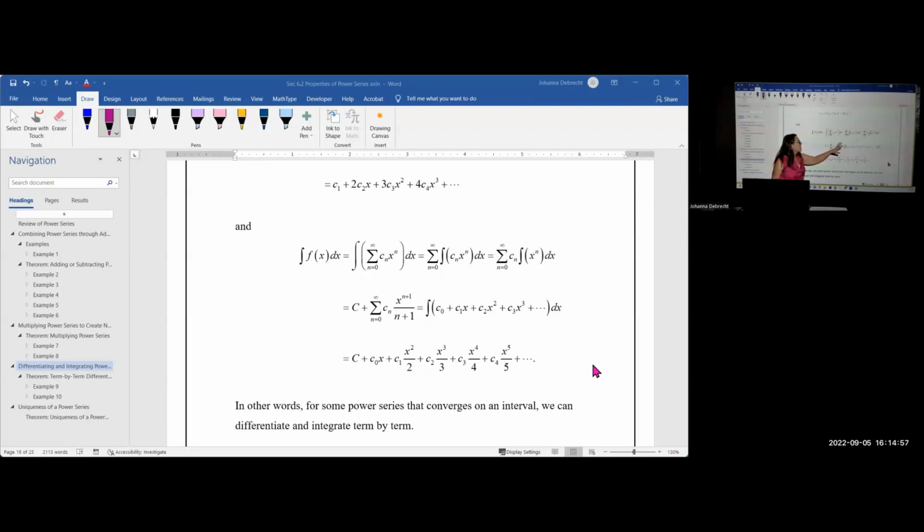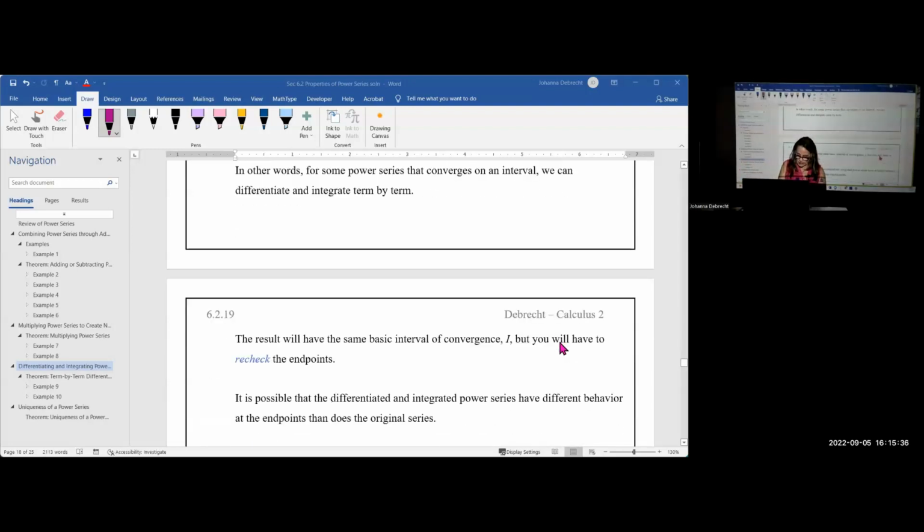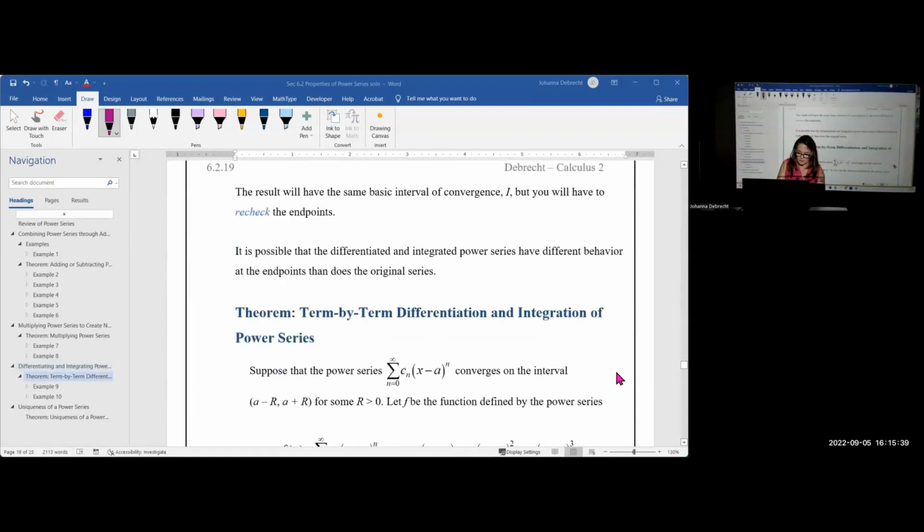Now, if we were again to represent the original power series with its different terms, and we were to integrate term by term, we would get c sub 0 x plus c sub 1 x squared over 2 plus c sub 2 x cubed over 3, and so on, plus a constant of integration because this is an indefinite integral. So what we're saying is that for power series that converge on an interval, we can differentiate and integrate them term by term. Let's now take a look at what happens to the interval of convergence.